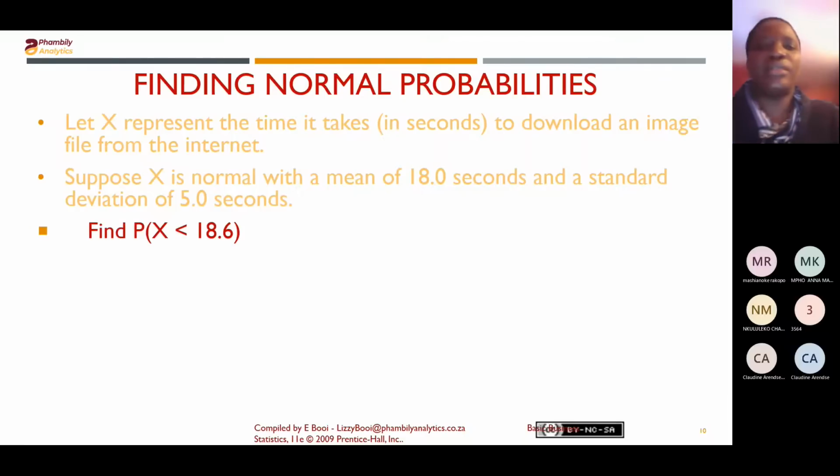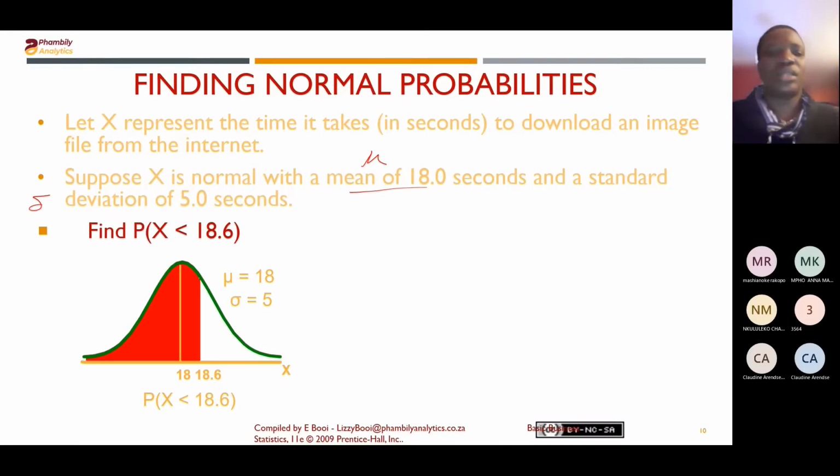So how do we do that? Finding the normal probability. Let X represent the time it takes in seconds to download an image file from the internet. Suppose X is normally distributed with a mean of 18 seconds and a standard deviation of 5 seconds. Find the probability that X is less than 18.6. So always remember, the mean is given. The standard deviation, which is sigma, is also given. So you have the two. Your X is always going to be in the question.